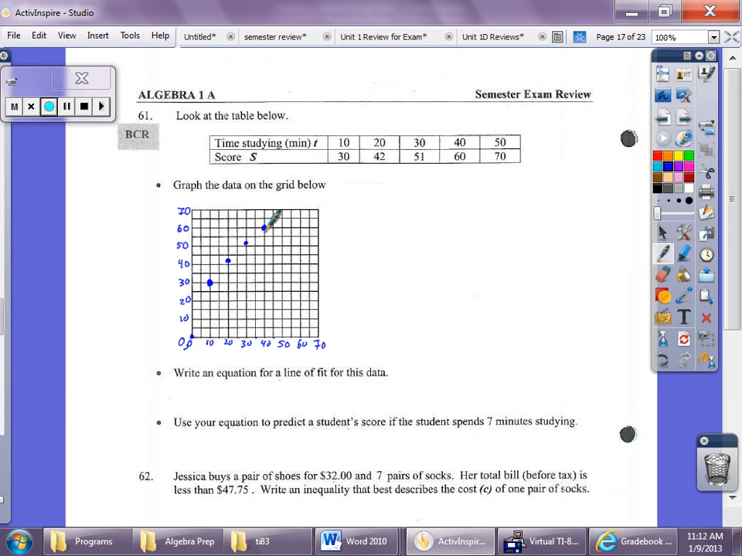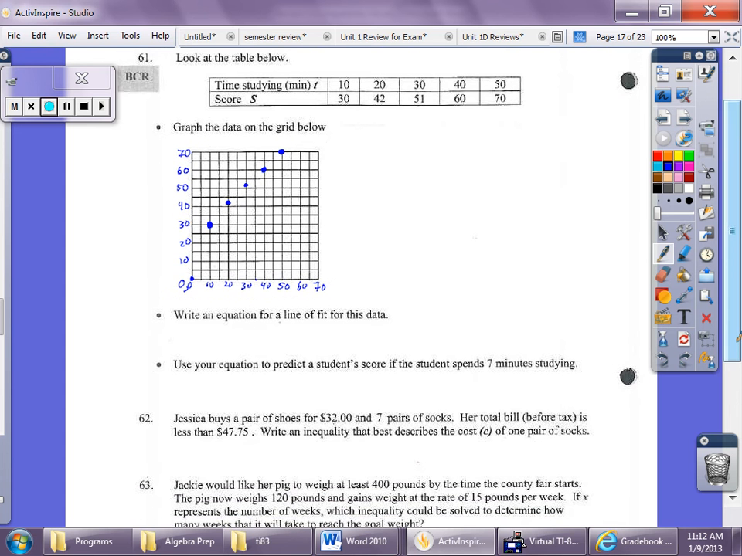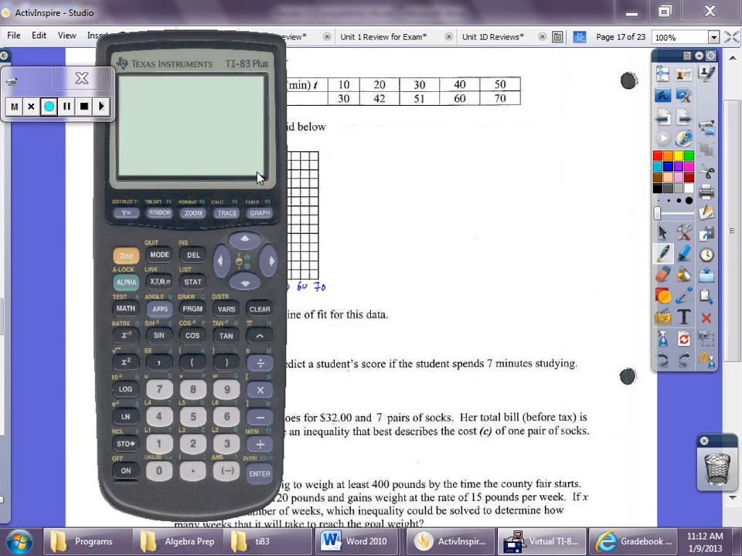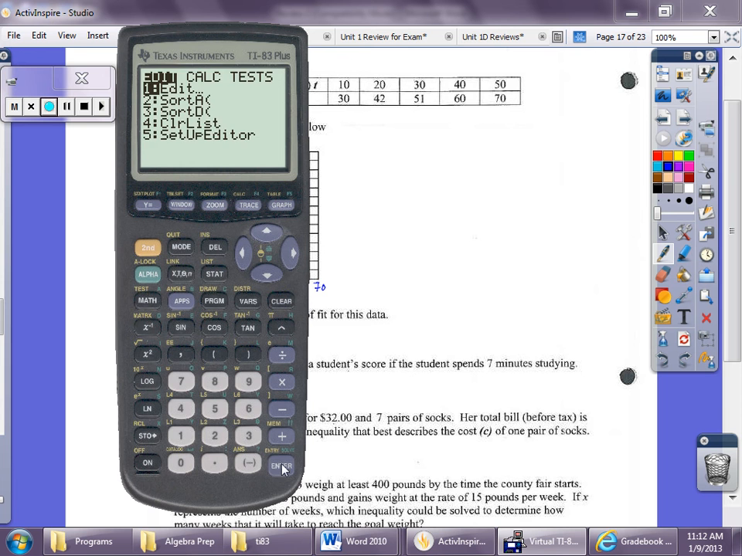40 and 60. And then 50, 70. Step 2 says write our equation for the line of fit. So we need our calculator. I'm going to reset my memory, which clears it all out. So we do stat, edit, 10, 20, 30, 40, 50, 30, 42, 51, 60, and 70.